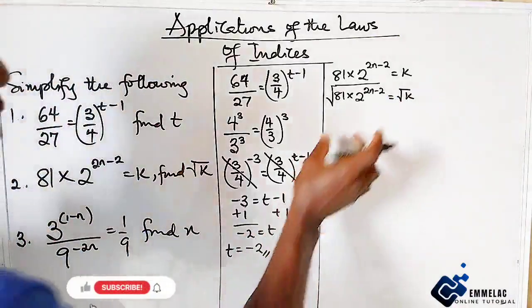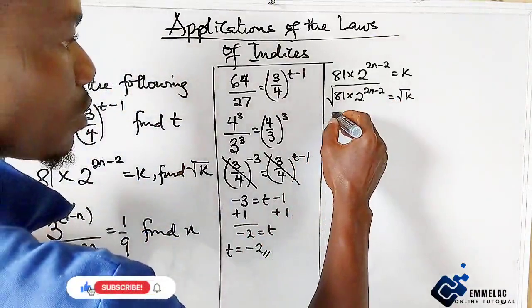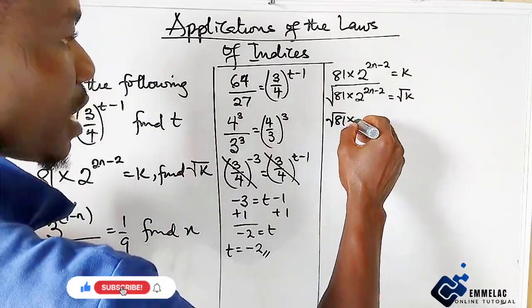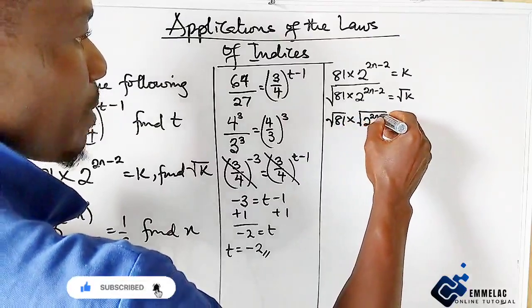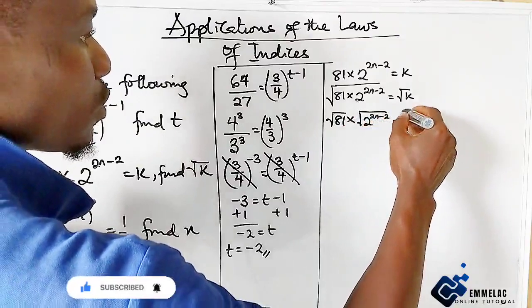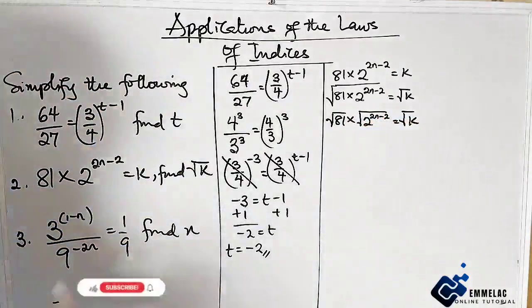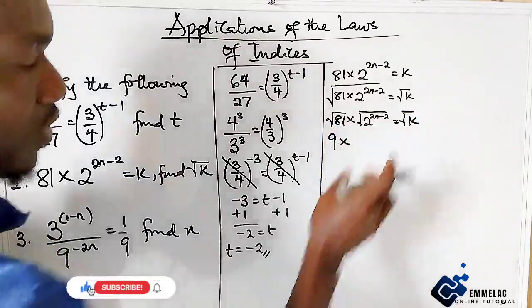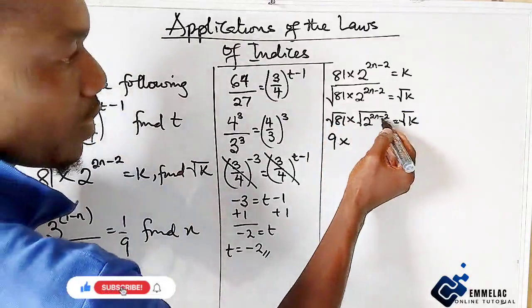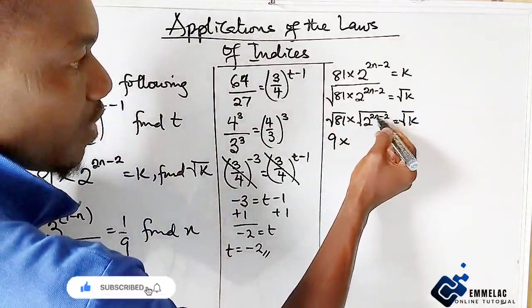By simplifying further, here we have the square root of 81 times the square root of 2 raised to the power of 2n minus 2, which equals the square root of what? K. Now the square root of 81 will give us what? 9.